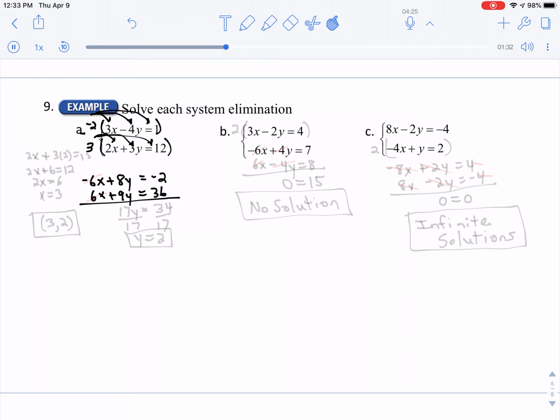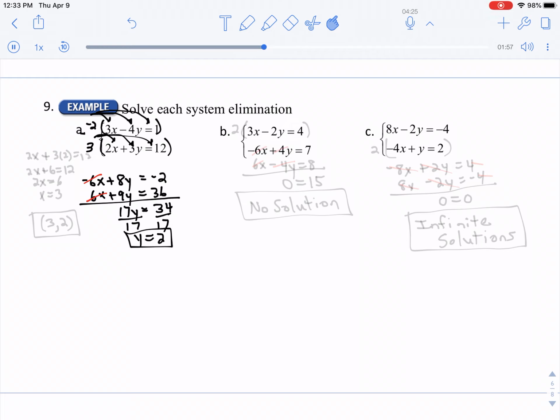And notice what happens when I add these together. 6x and a negative 6x is just 0, so that's gone. And then I've got 8y plus 9y, which gives me 17y. And negative 2 plus 36 is 34. Now I divide both sides by 17. And I get y equals 2, and there's my y value.